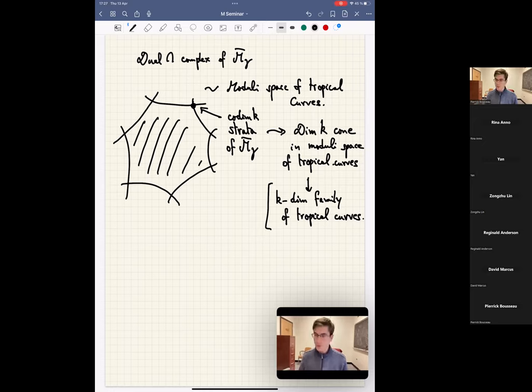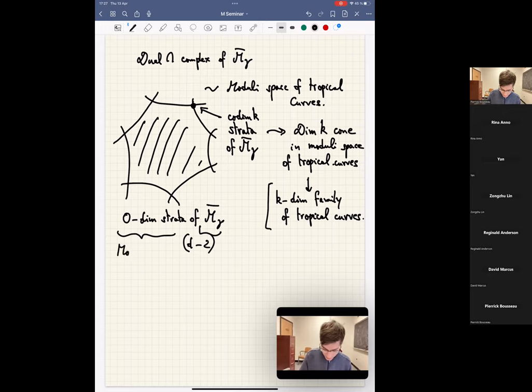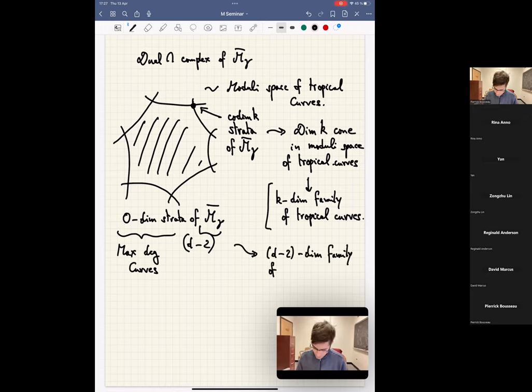Okay, so now if you want to extract numbers out of this moduli space, what we'll do is to consider zero-dimensional strata of this moduli space. So in general, this moduli space has dimension d minus 2, but it has this kind of nice normal crossing boundary. And you can look at the most degenerate points, the zero-dimensional strata, which intuitively correspond to the maximally degenerate curves. So there are curves which typically are entirely inside the toric boundary, and which are as degenerate as possible. And under such a correspondence, such zero-dimensional strata correspond to a d minus 2 dimensional family of tropical curves.